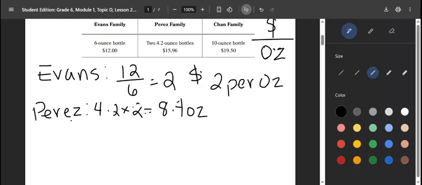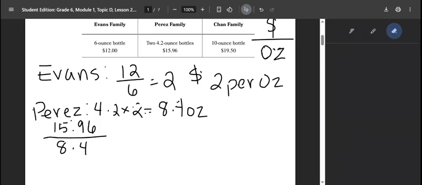Try again. So we want the price per ounce. So we're going to do 15.96 divided by 8.4. This looks like a colon instead of a decimal point, but it is not. Yeah, there we go. It is a decimal point.